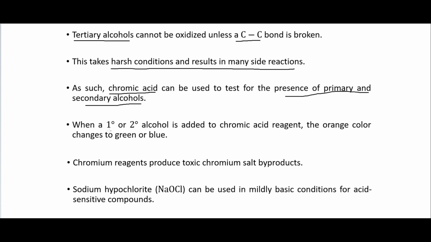So when a 1° or 2°, so a primary or secondary alcohol, is added to chromic acid reagent, the orange color of the chromic acid changes to green or blue. So we're changing the oxidation state of the chromium, and so that will change the color of the chromium compound. And that change in color will then indicate whether you have primary or secondary alcohols present in your solution.